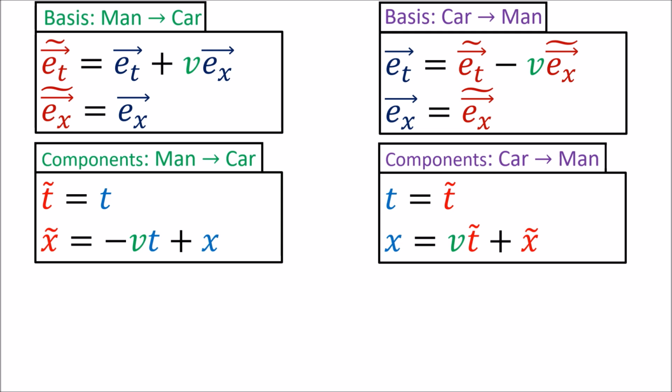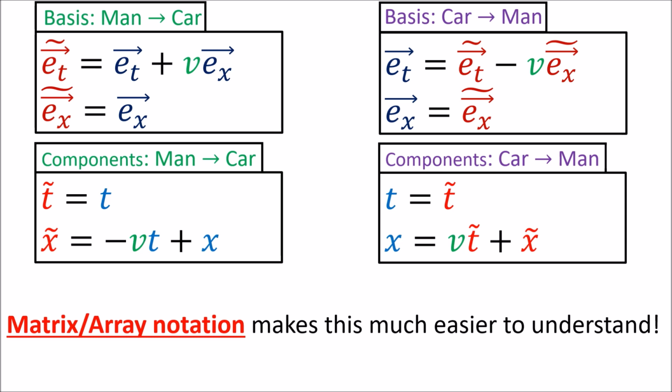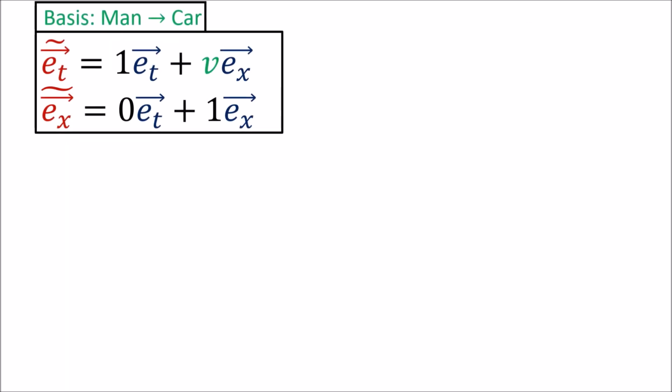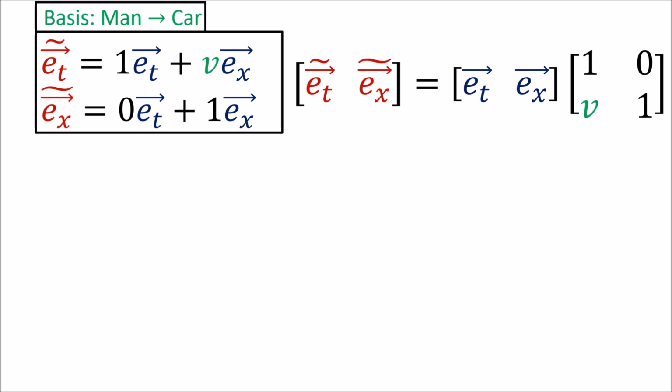So the stuff I've explained in this video about opposite formulas and covariance and contravariance might seem hard to understand right now. But all of it becomes much easier to understand if we write these equations in matrix array notation. So let's try writing the change of basis equations from the man to the car in array notation. I've added the 1 and 0s back in so we can see exactly what all the components are. It turns out that to rewrite these equations in matrix notation, we write the row et tilde ex tilde equals the row et ex times this matrix, which is called a Galilean matrix.